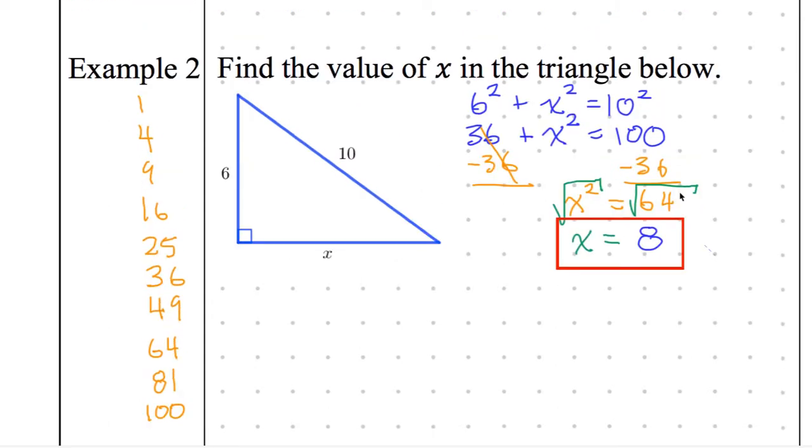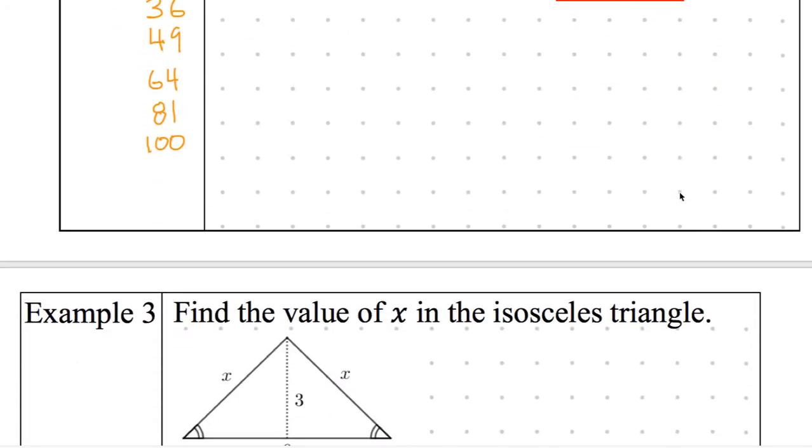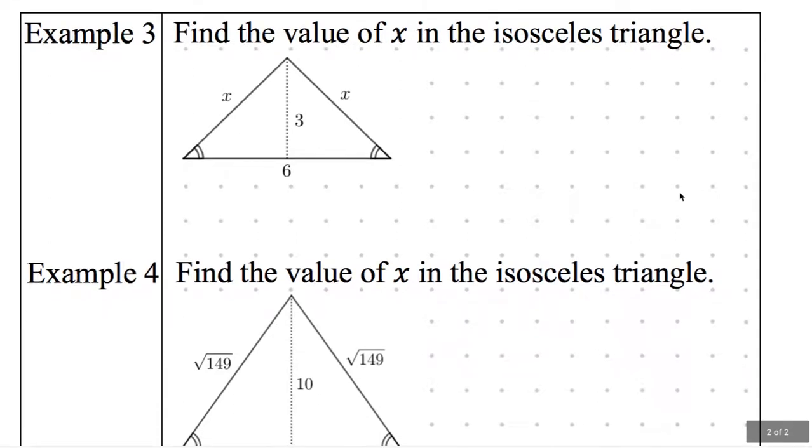All right, so that's the first half of the homework. There are 2 homework assignments. Homework assignment number 2 is going to look like this, where we have isosceles triangles. All right, so how do we do these? We're going to have to find the value of x in the isosceles triangle.